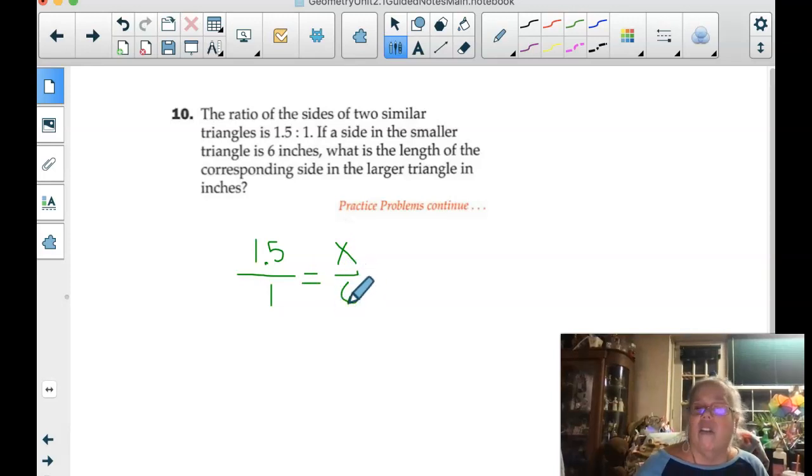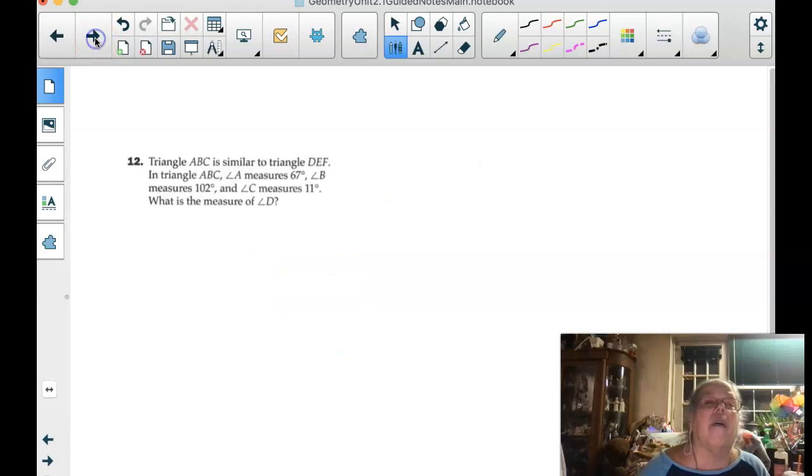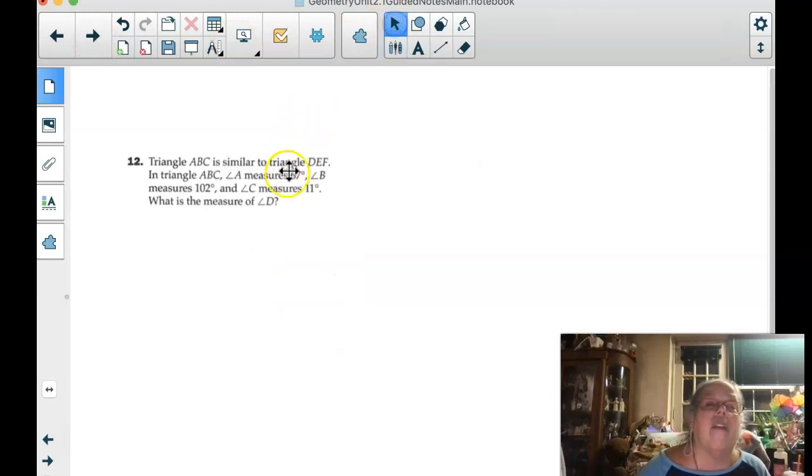Okay? So now, again, cross multiply. 6 times 1.5. 6 times 1.5 is 9. X equals 9. Okay, and I'm going to show you some more of these. All right, if you have any questions, pause and write it down. And please feel free to ask. All right, let's look at this one.